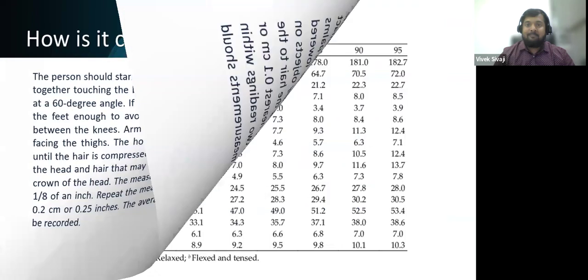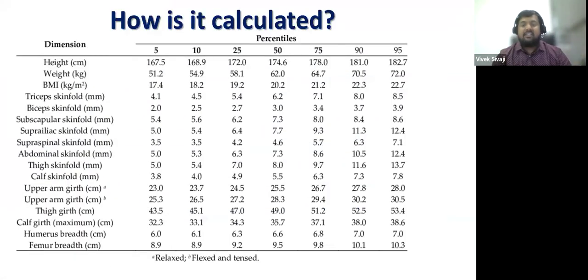For example, this is a calculation that is present from the USA. Dimensions that are present there. What's the height of the individual? It varies. So what is it percentile-wise? You can see 5% is 167.5 centimeters. And as you can see, it keeps going upwards and upwards, right?